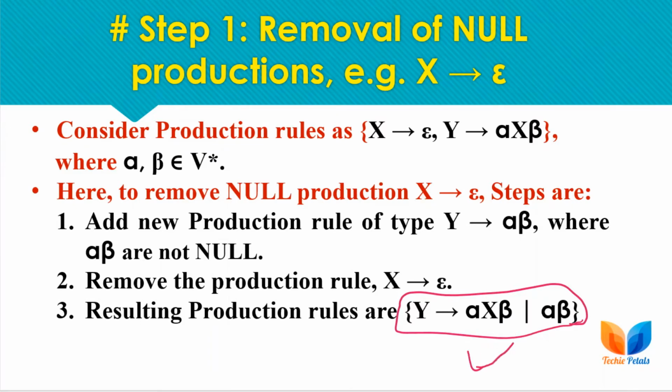So we can say that this grammar is the result of the grammar after removing null production rule from this grammar. So let's practice some of the examples for the null production removal.